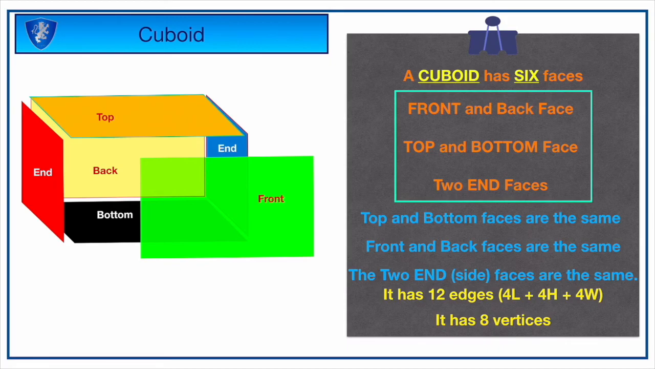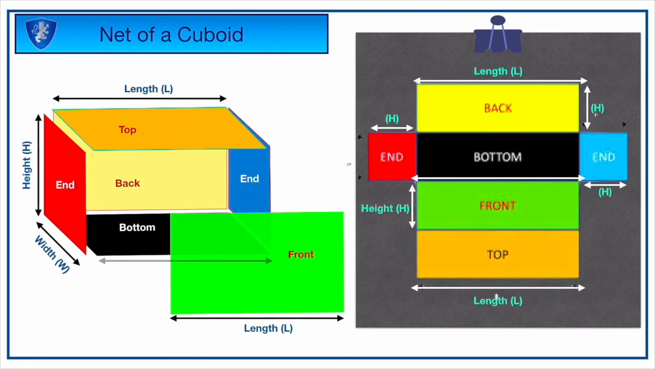So let's have a look at now this net diagram here of the cuboid. So you can see this is your bottom in black, and that is your back, that's your front and your top, and you got these 2 end pieces. We've also indicated the length here, and this is the height. It is also shown here.